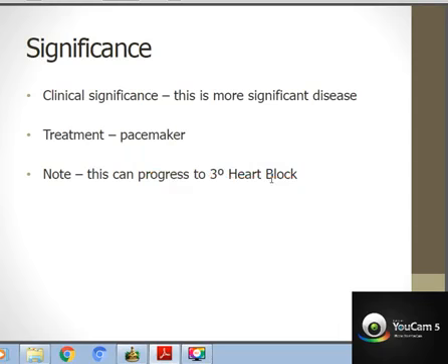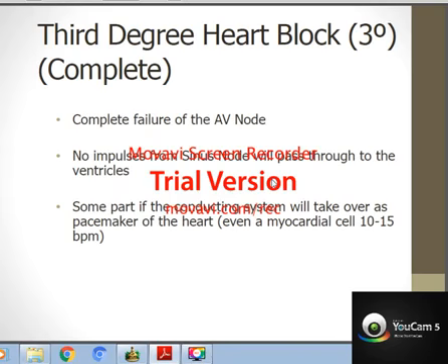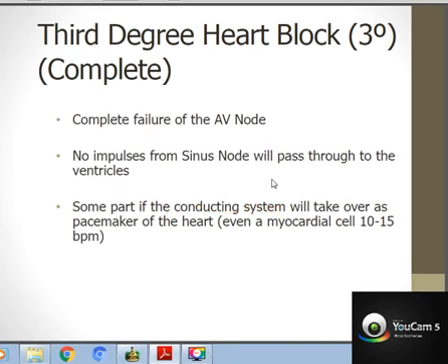Clinically, this is a more significant disease, of course, because dropped beats in second degree are sometimes considered significant. Pacemaker is the treatment, and you have to monitor this. Patients may progress to third degree heart block. Next we will move on to third degree heart block. It is complete failure of the AV node.